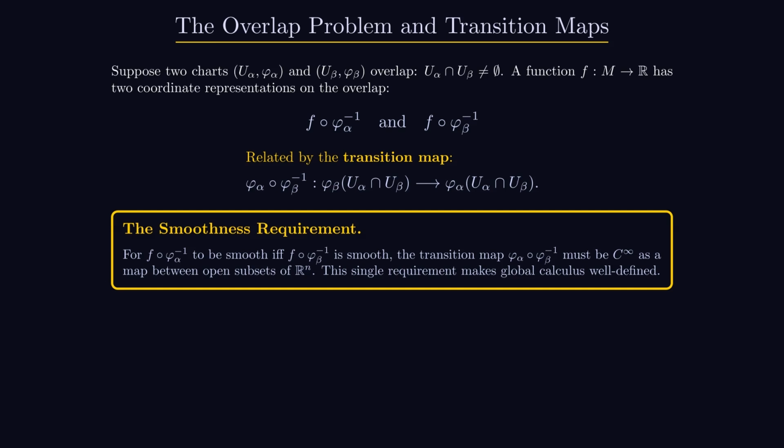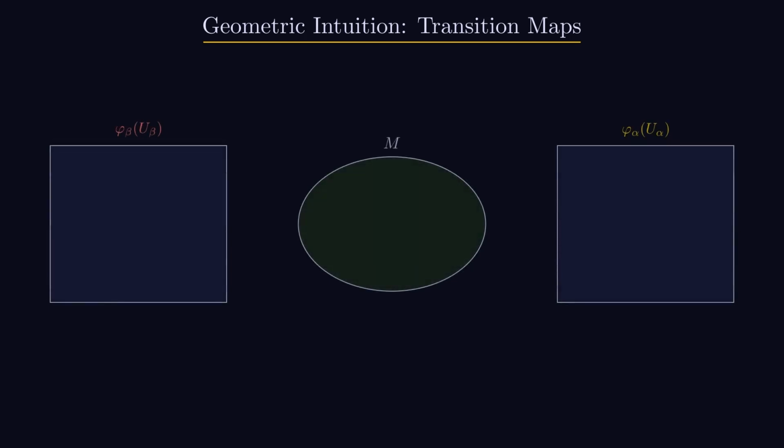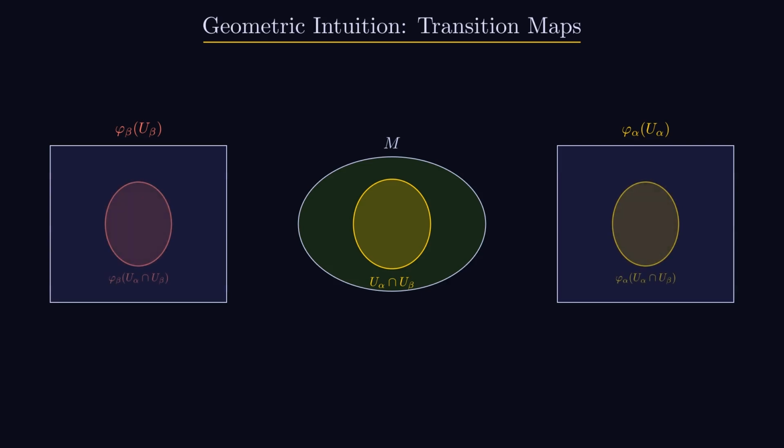Let us see the transition map picture. We have three regions. On the left, the beta coordinate image in R to the n. In the center, a schematic of the manifold M. On the right, the alpha coordinate image. The gold region in M is the overlap U alpha intersect U beta, the points covered by both charts simultaneously. The overlap maps to a red region in the left plane under phi beta and to a gold region in the right plane under phi alpha.